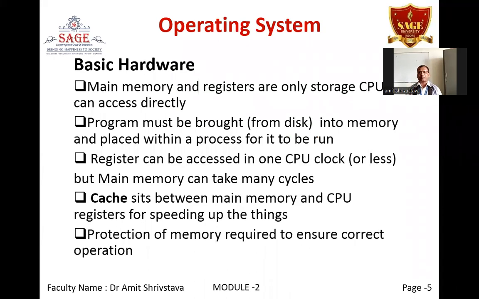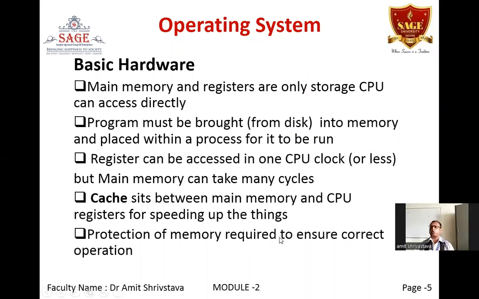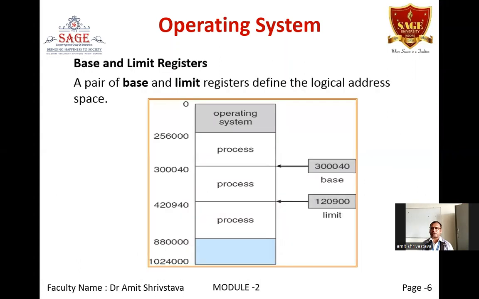The basic hardware which is required is the main memory, and registers are the only storage which the CPU can access directly. A program must be brought from the disk into the memory or the RAM and placed within a process for it to be run. A register can be accessed in one CPU clock or less, but main memory can take many cycles for accessing. Cache sits between the main memory and CPU registers for speeding things up. And protection of memory is required to ensure correct operation.